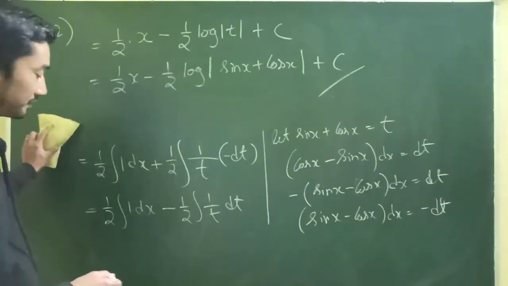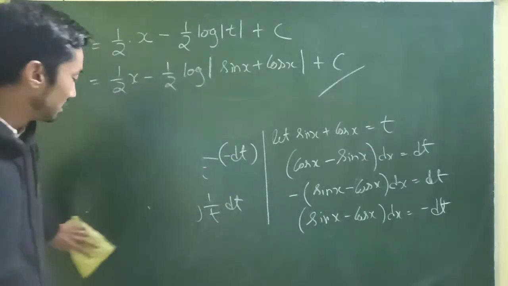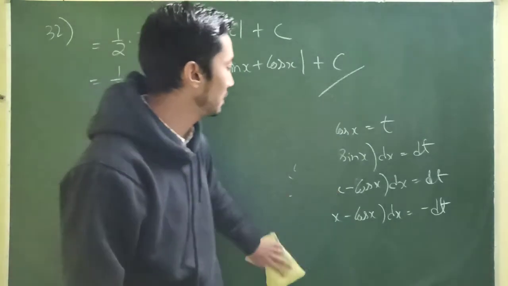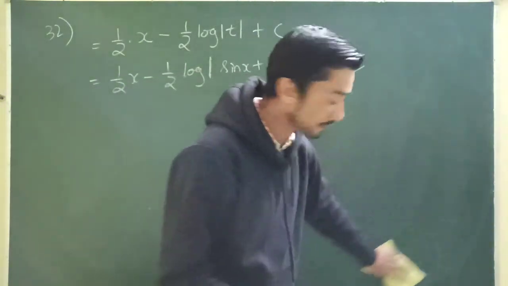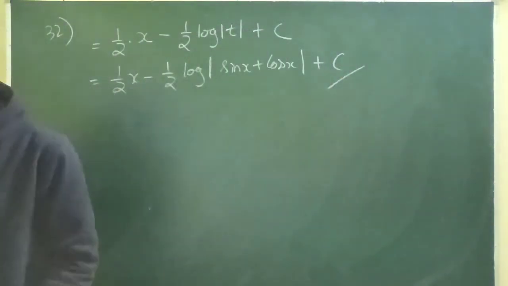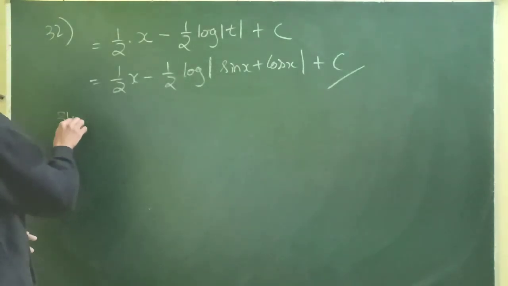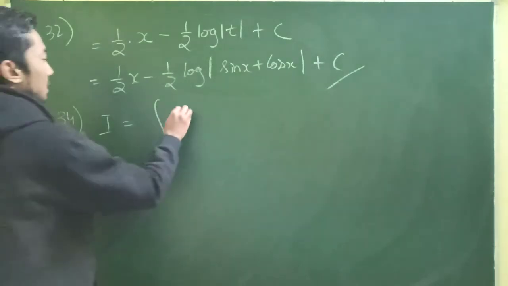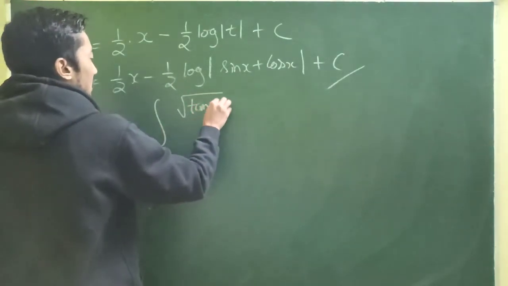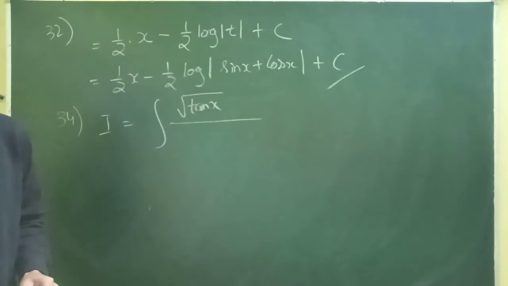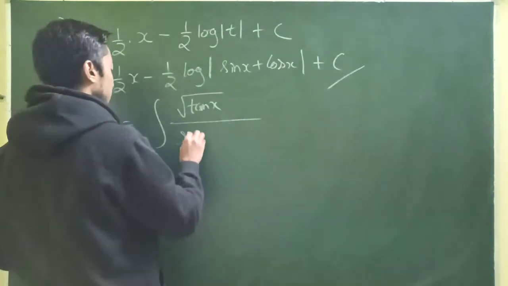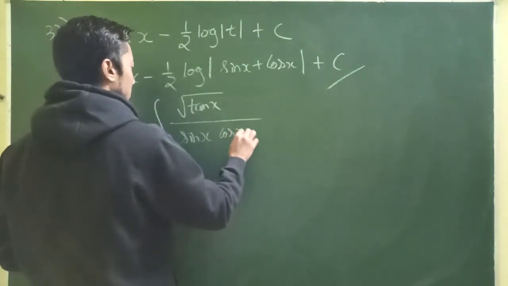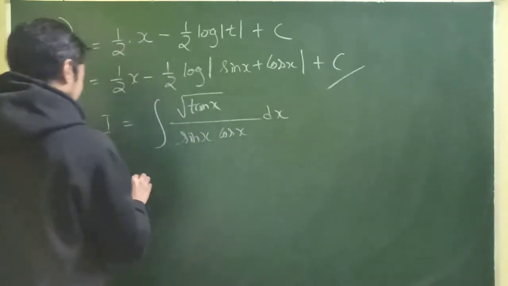Alright, chalo. Then another question, you can pick up, let's see which question we can do now. 34, let's try 34. I equal to integral of, what do we have there? Integral of root over tan x upon sin x into cos x, with respect to x.